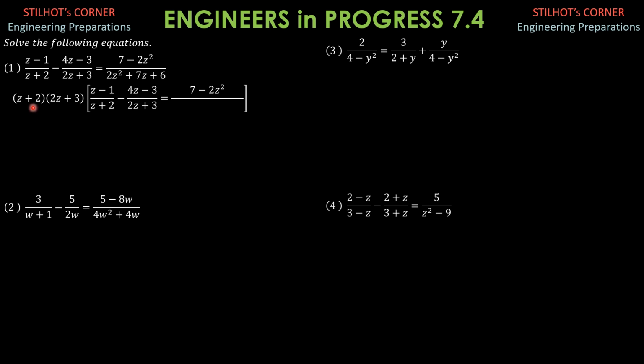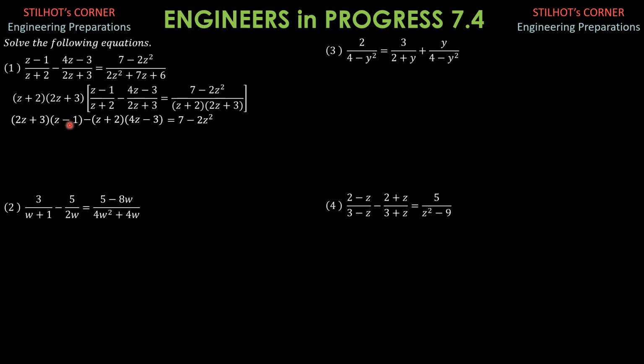Then, the LCD multiplied by the first term of this fraction. So imagine z plus 2 is cancelled, it is 2z plus 3 times z minus 1. Then the second term is negative quantity z plus 2 times 4z minus 3. And of course, the right side, same denominator, LCD, is 7 minus 2z squared.